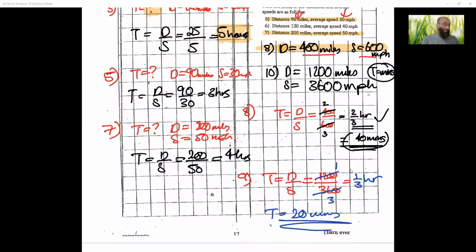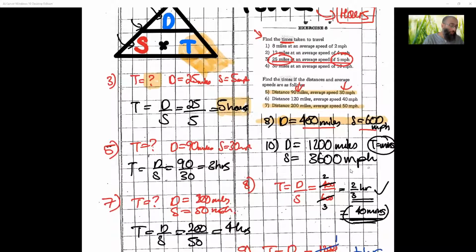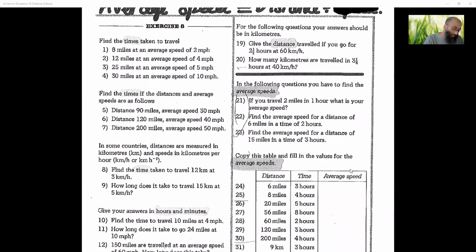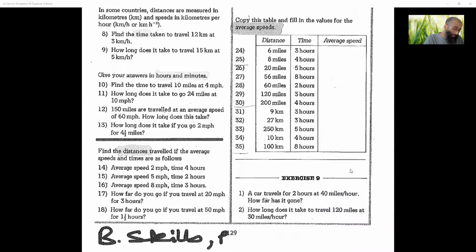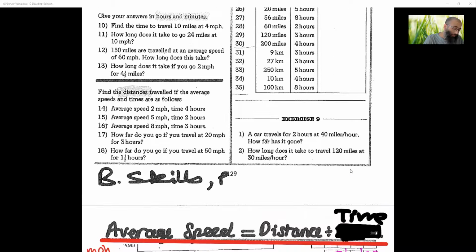So whenever we're looking at time, we have to rearrange the formula to distance over speed. We just look at the triangle that helps us. Now the next question, let's grab the next set of questions, those time questions. Okay, let's have a go at question number 10 first.